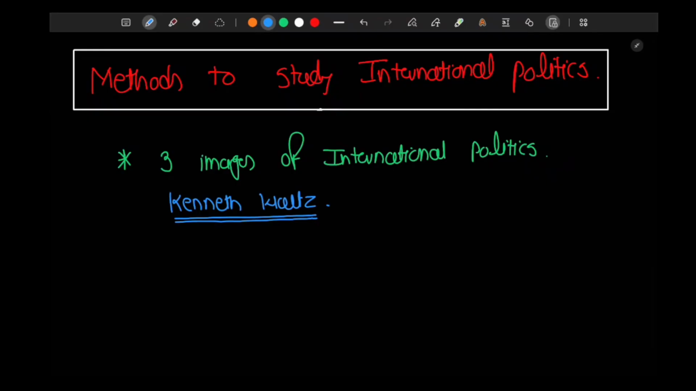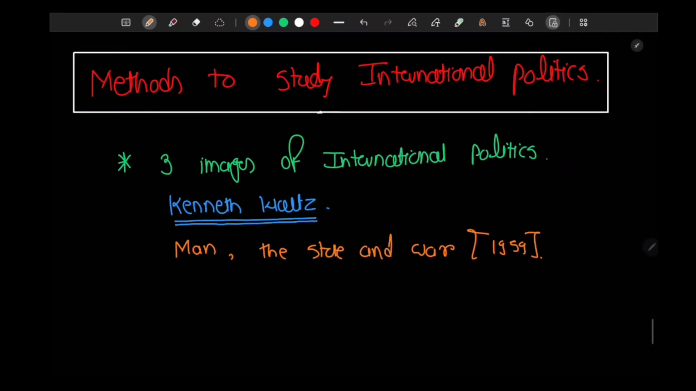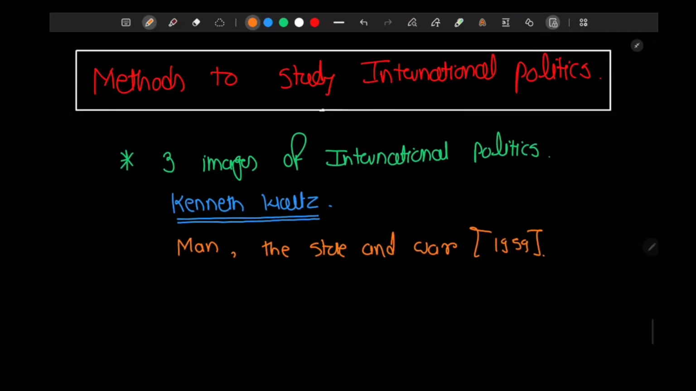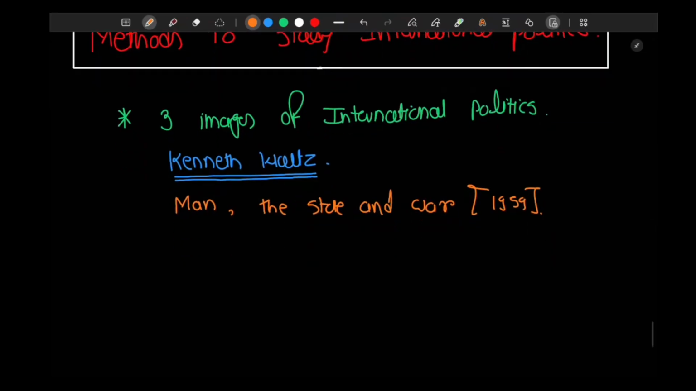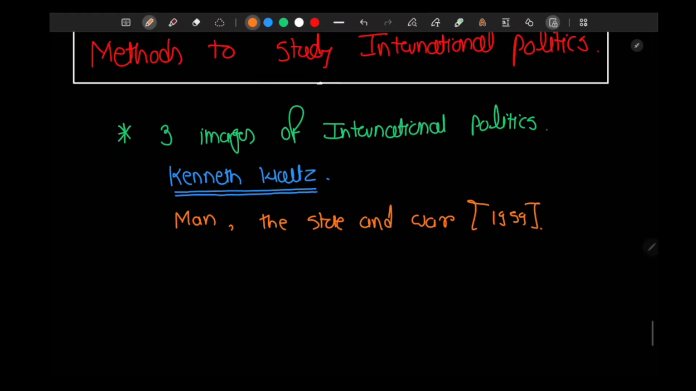But three images of international politics, as given by Kenneth Waltz in his book Man, the State, and War. This is a 1959 book. These are basically three images. First is man, second is state, third is war. And I have to explain what these images are in a particular sense.